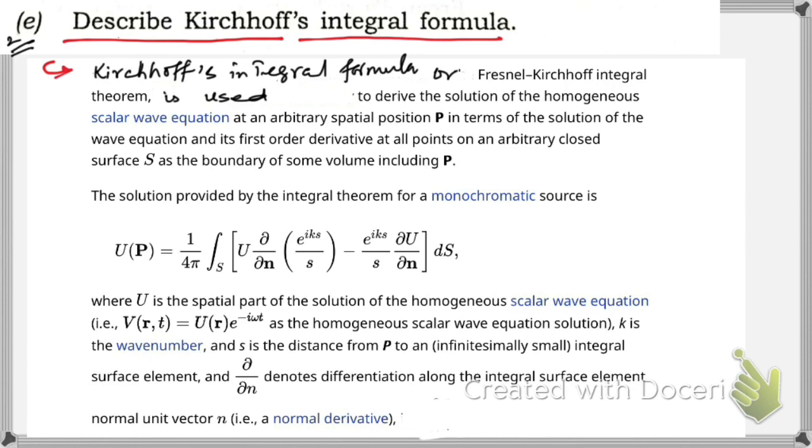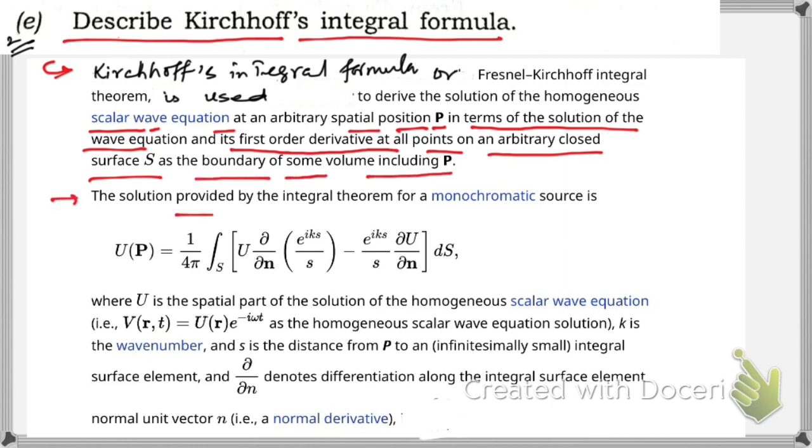Everything about the Kirchhoff integral formula is written here. I have taken those from Google. This is also known as Fresnel-Kirchhoff integral. It is used to derive the solution of the homogeneous scalar wave equation at an arbitrary spatial position P in terms of the solution of the wave equation and its first order derivative at all points on an arbitrary closed surface S as the boundary of some volume including P, and the solution provides the integral theorem for a monochromatic source, which is this.